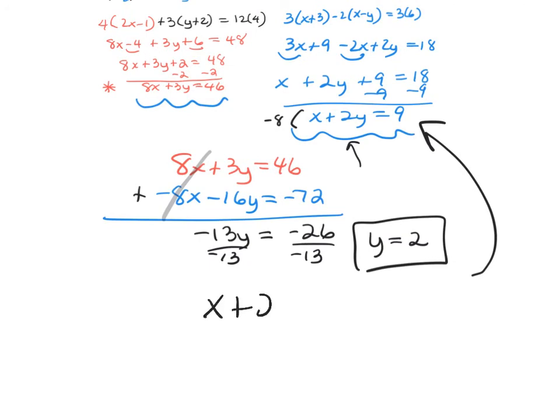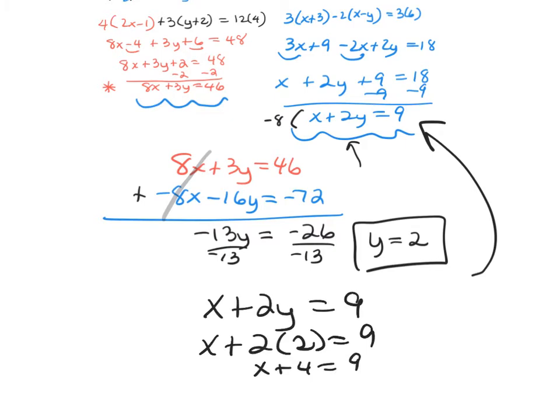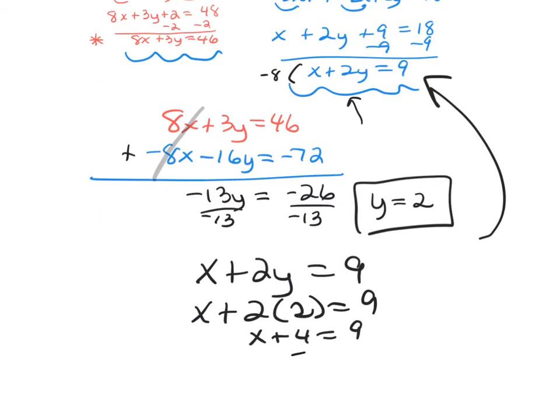So x plus 2y equals 9. x plus 2 times 2 equals 9. x plus 4 equals 9. Subtract the 4, and x equals 5. So my solution is an ordered pair. It's the ordered pair 5, 2.